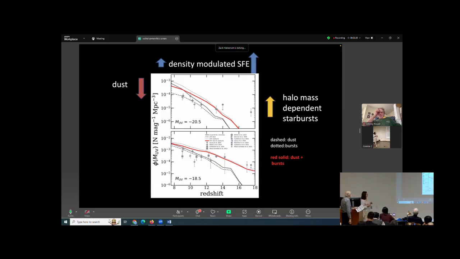So to sum up, I wanted to show you a summary plot of the number density of galaxies as a function of redshift for a brighter limit and a fainter limit. This shows the effects of adding the dust, which brings down the lower redshift number density of galaxies. The density modulated star formation efficiency elevates the number of bright galaxies preferentially at higher redshift, and the halo mass dependent starbursts also boost things more at higher redshift. So you end up with this flatter behavior in better agreement with the observations.